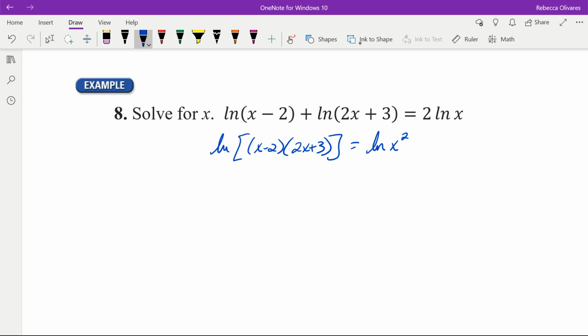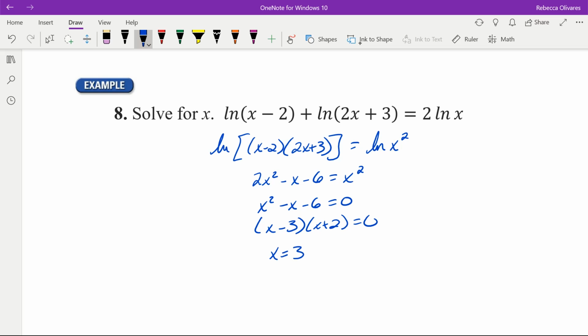If you have log of something quantity equals log of a different quantity, then those two quantities must equal each other. So now I'm actually going to go ahead and FOIL that here. So we're going to have 2x squared, that's going to be a plus 3, and it's going to be a minus x minus 6 equals x squared. So let's set that equal to 0 so that we can solve. So if I subtract the x squared, I'm now going to have x squared minus x minus 6 equals 0. That's an easy one to factor. x minus 3, x plus 2 equals 0. So we're going to get x equals 3 and x equals negative 2.